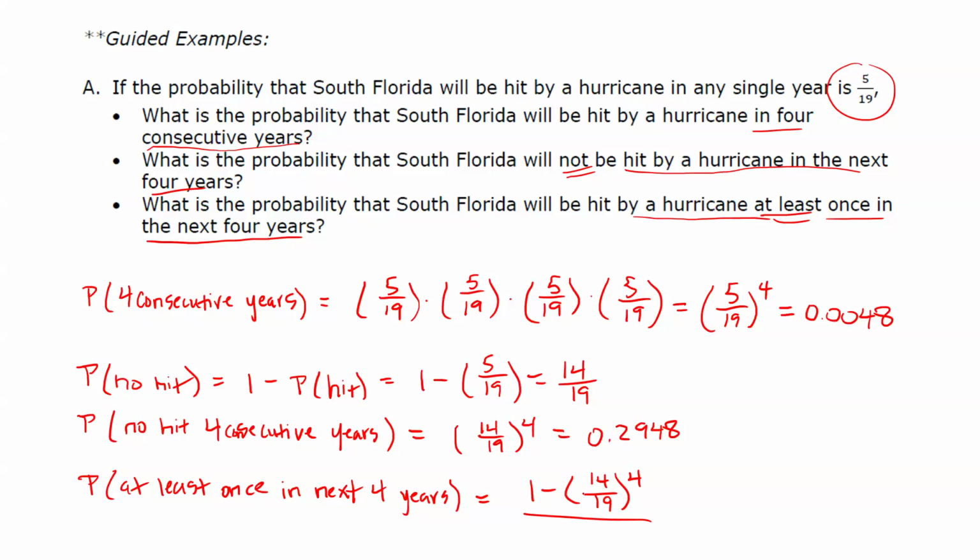In the next 4 years. So at least one hit is the complement of no hit in 4 consecutive years. So this will equal 1 minus 0.2948, which will equal 0.7052, or 70.5%.